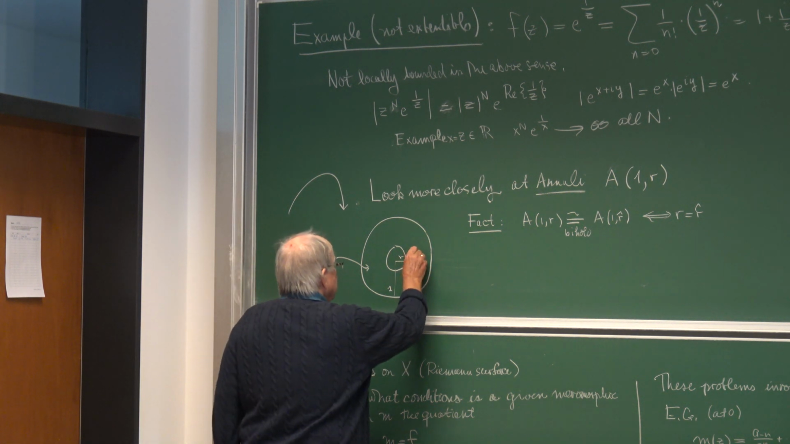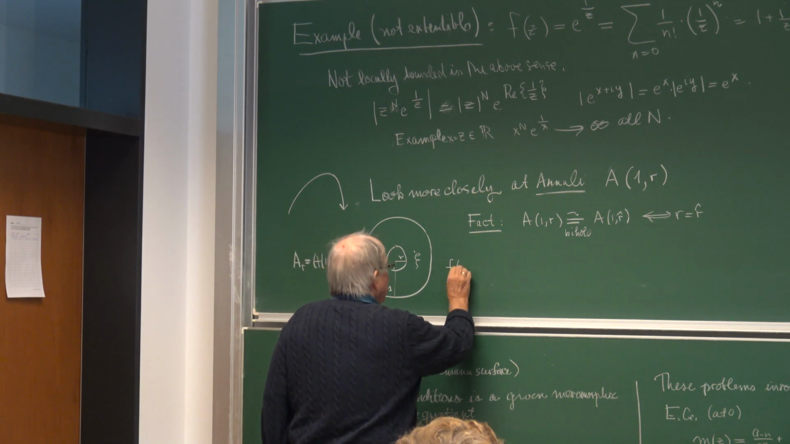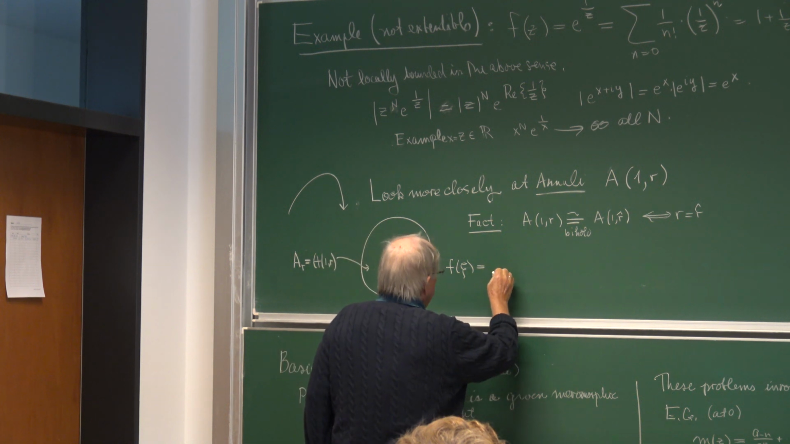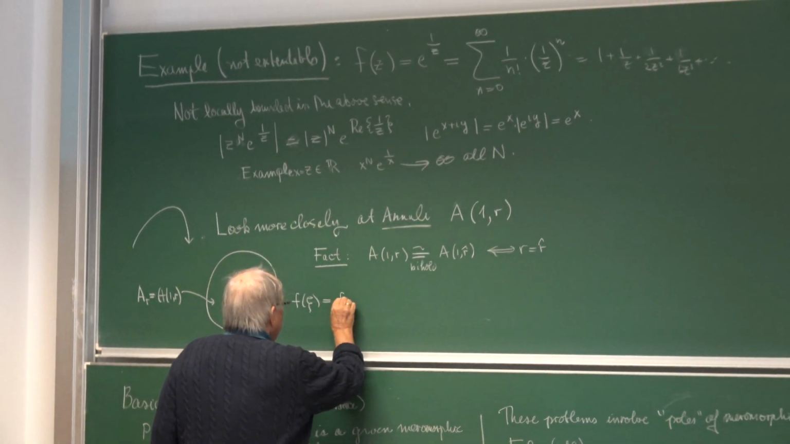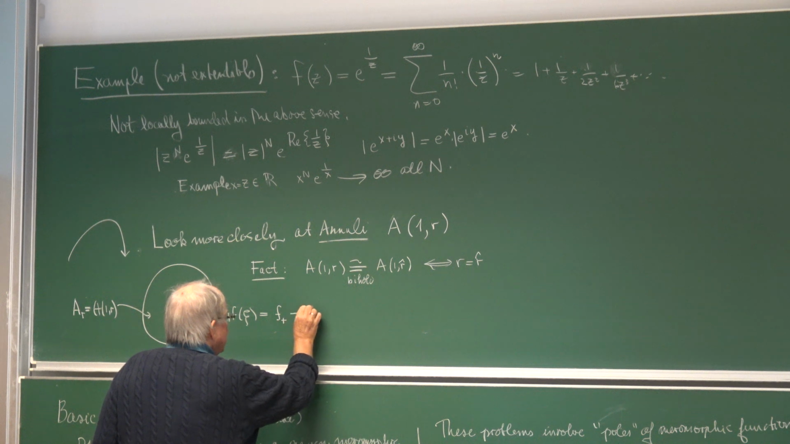Let's write the Cauchy integral formula. We just did it. So f of zeta equals, well, let's look at this here. F plus minus F minus.